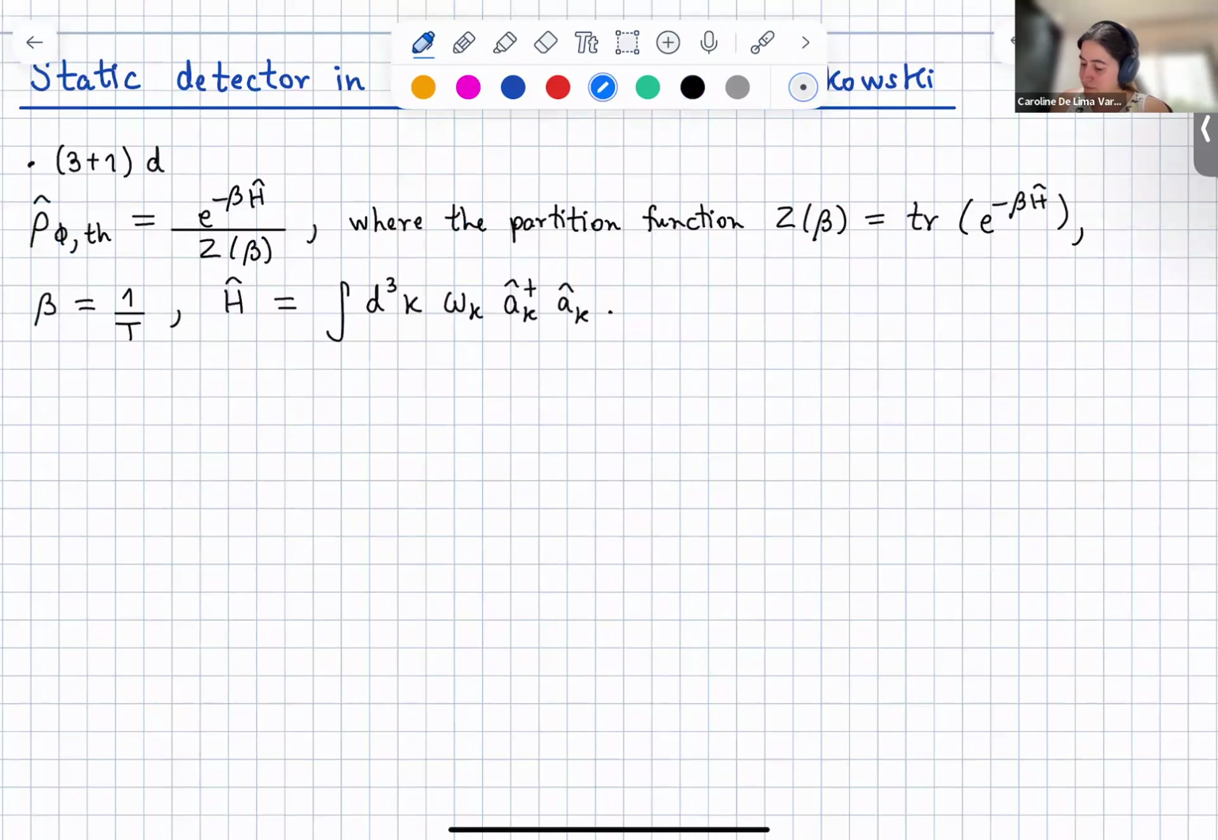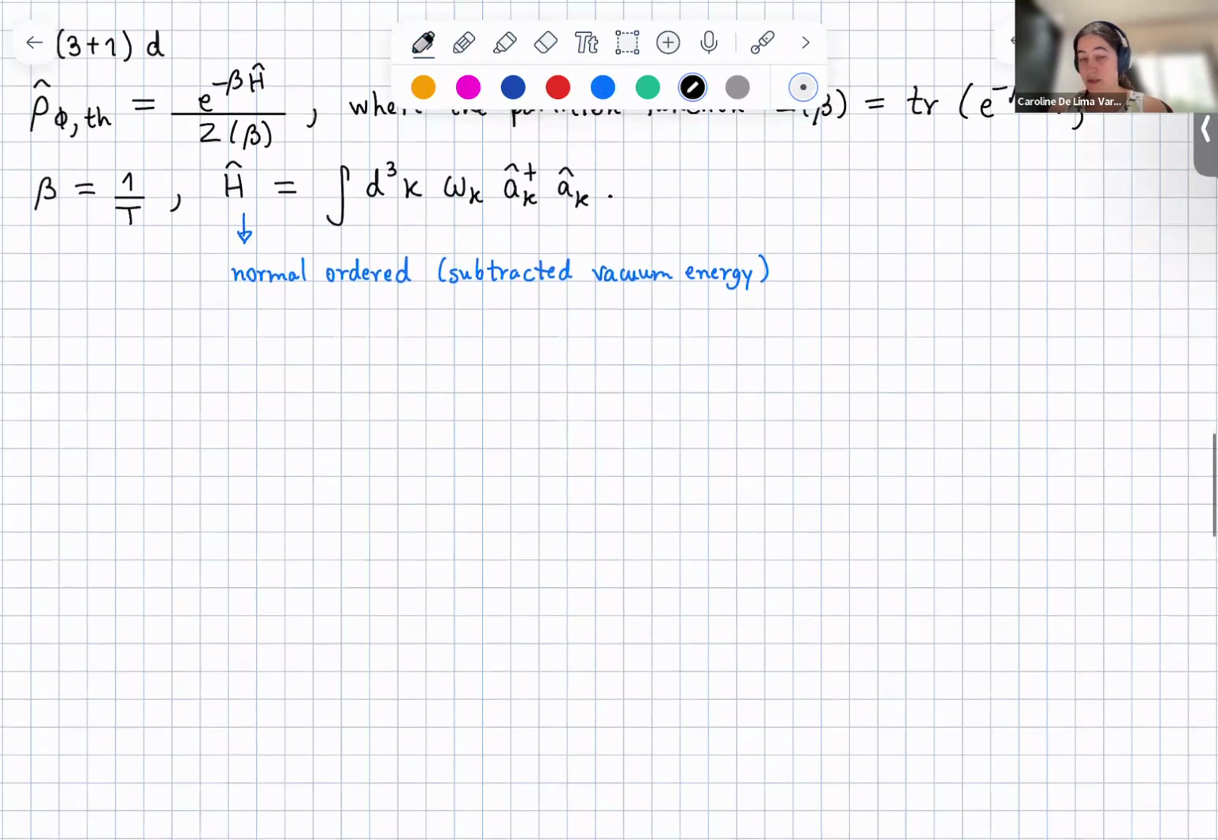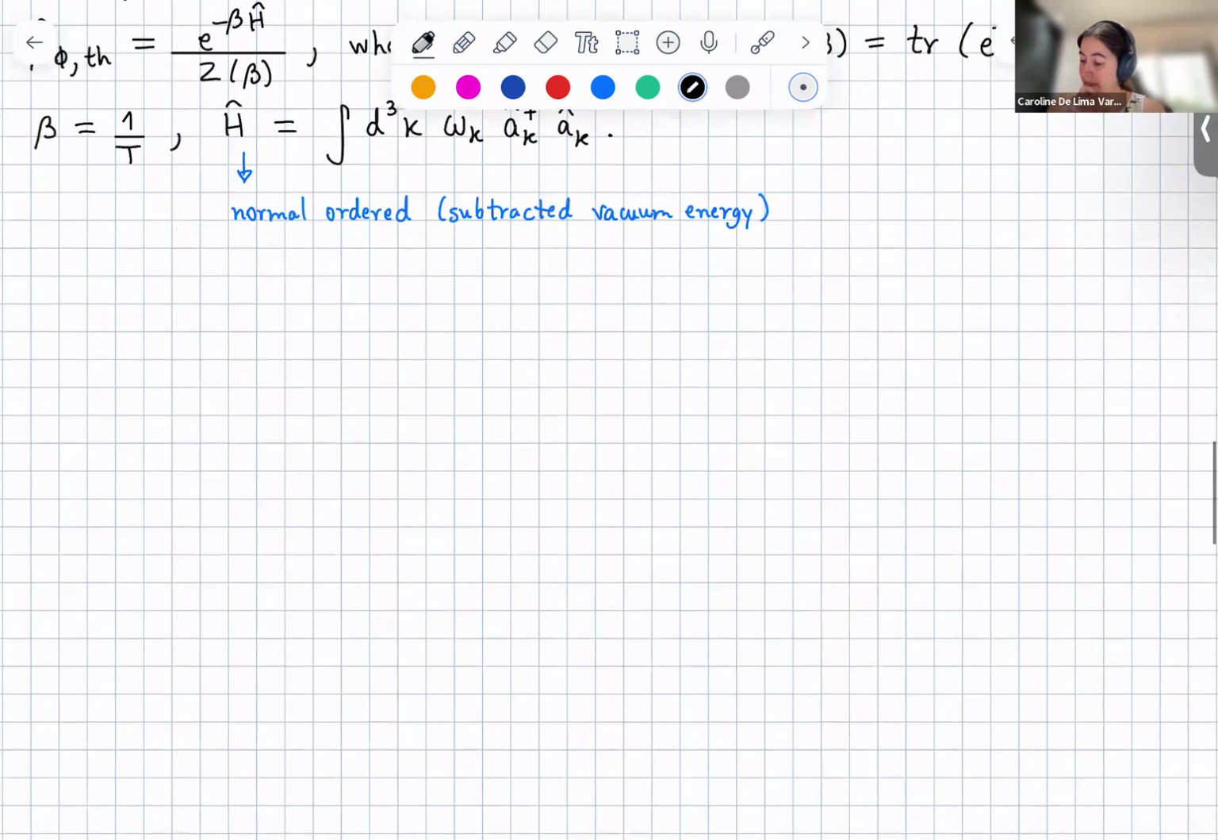Now, this Hamiltonian is actually the normal ordered Hamiltonian, which means that I subtracted the vacuum energy, which is infinity. But it doesn't matter, right? We're not interested in the vacuum energy, so it's common to use this normal ordering procedure.